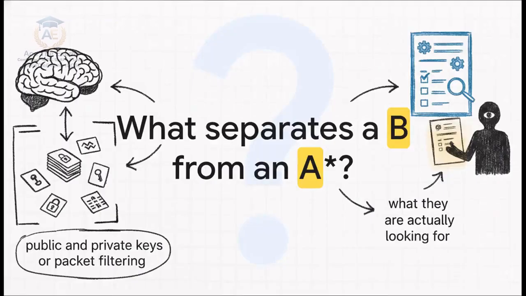So that brings us to the million-dollar question. What truly separates a B student from an A-star candidate in these Cambridge exams? You might think it's just raw memorization of terms, like knowing the difference between public and private keys, or having the textbook definition of packet filtering memorized word for word. But that is a massive trap. Alex knows all of those facts, and Alex is still sitting at a B.